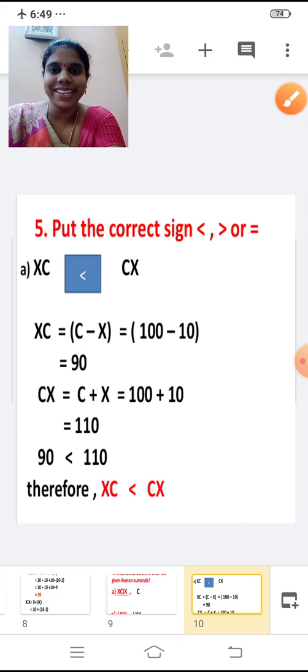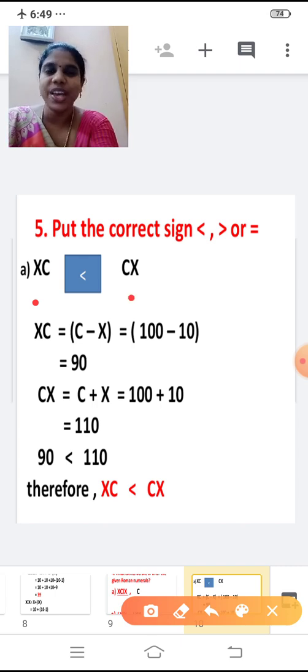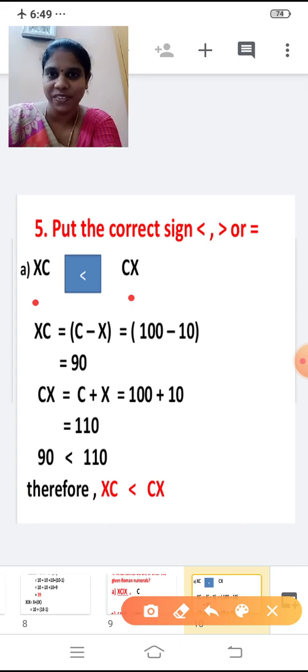Put the correct sign. You're going to put the correct sign, less than, greater than or equal to. XC, we are going to compare XC and CX. How will you compare Roman numerals? First, we have to change the Roman numerals into Indo-Arabic numbers, right? Then only we can compare.